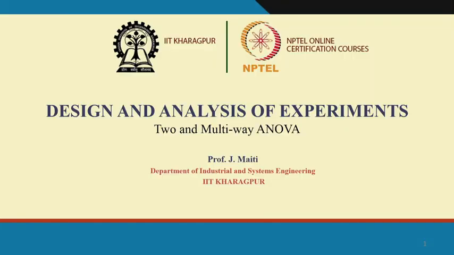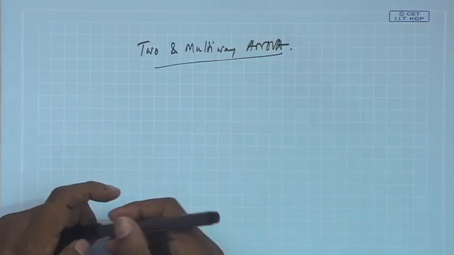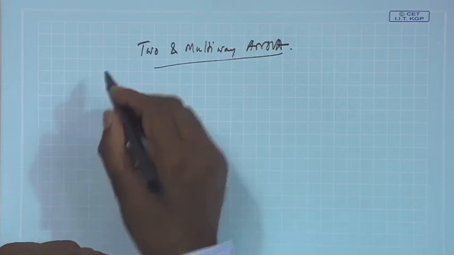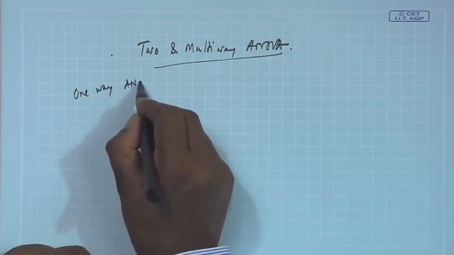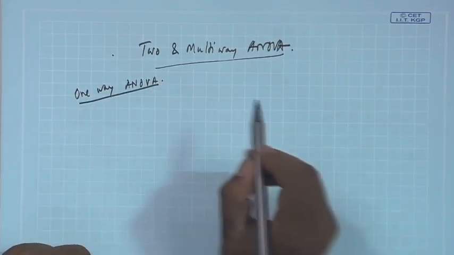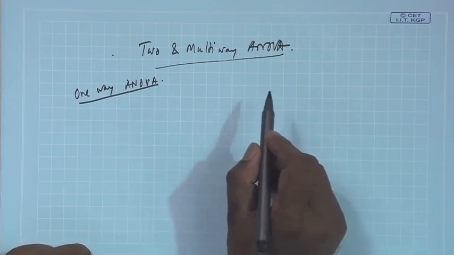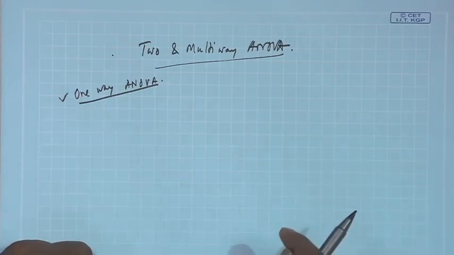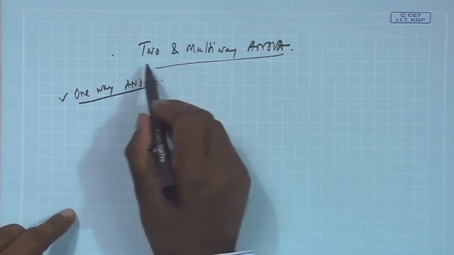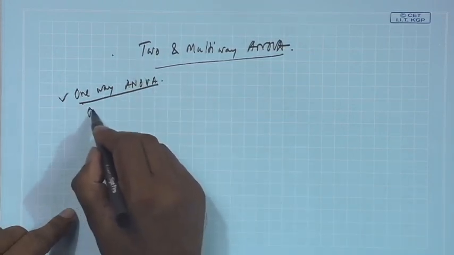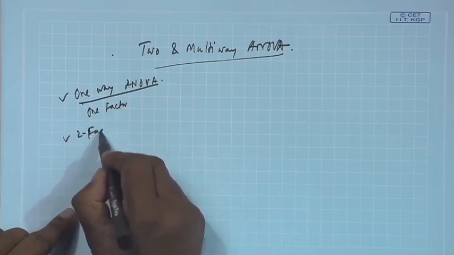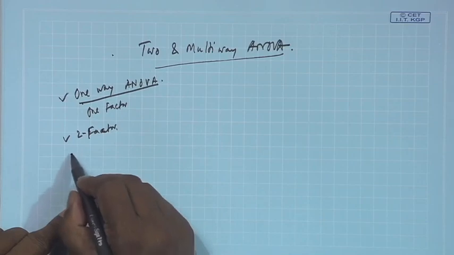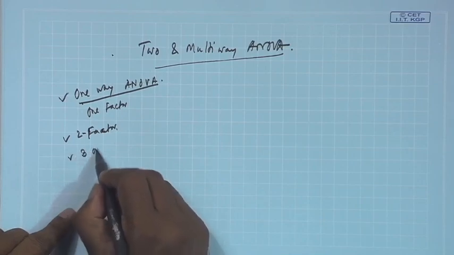Welcome. Today we will discuss two-way and multi-way ANOVA. I hope that you have understood one-way ANOVA, and I equally hope that you will be able to work with two-way and multi-way ANOVA. One-way means one factor, two-way means two factors, multi-way means three or more factors.